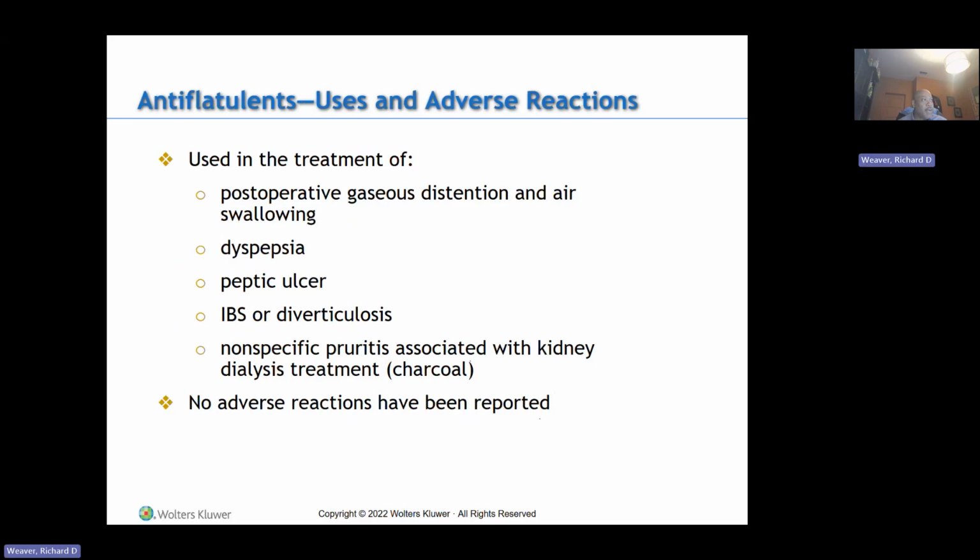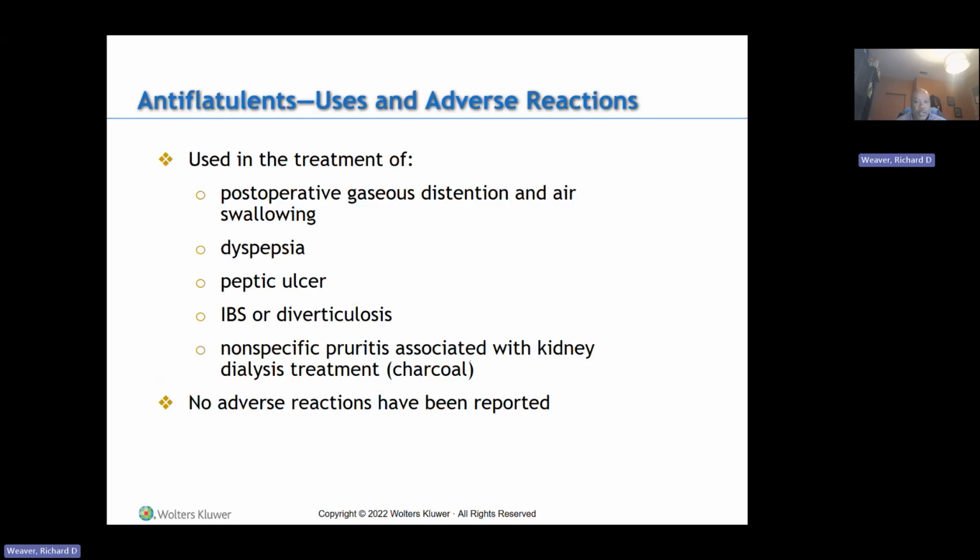Your anti-flatulence use and adverse reactions. So here again, we're answering the learning outcomes. The anti-flatulence drugs are used to relieve painful symptoms of excess gas in the digestive tract that may be caused by post-op gaseous distension and air swallowing. Some of these conditions can cause gas or air in the GI system, especially after surgery.